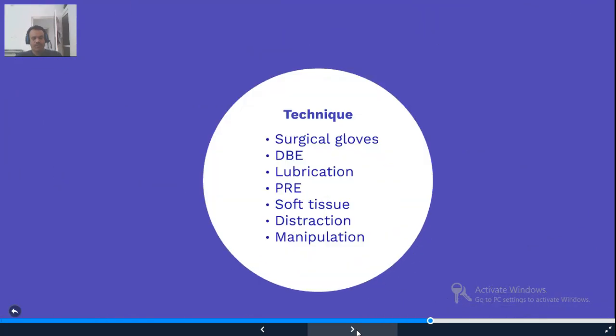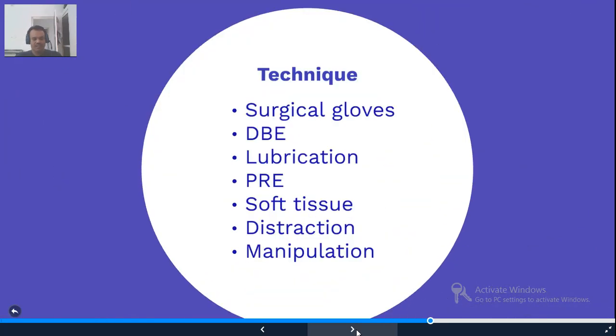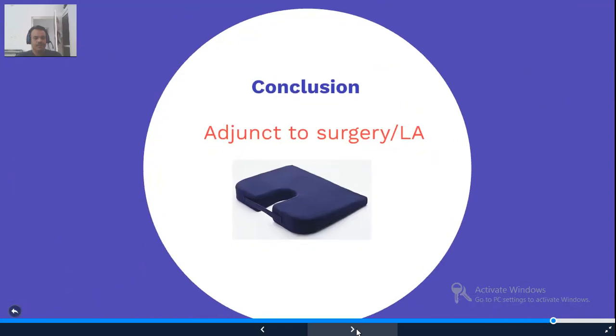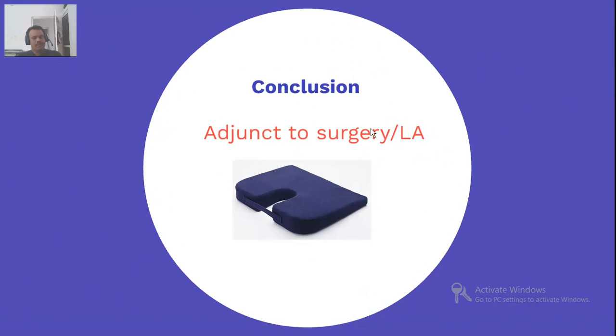So let's recall, we wanted three things basically. One is soft tissue release, distraction, and manipulative correction for the malposition. So to conclude, you can think about using coccygeal manipulation as an alternative for surgery or otherwise local anesthetic injections. And if the patient doesn't respond to this, you can very well refer the patient for surgery or otherwise local anesthetic injections.